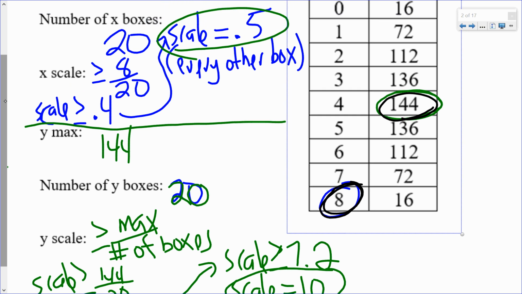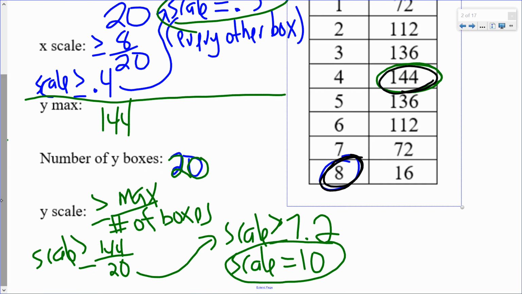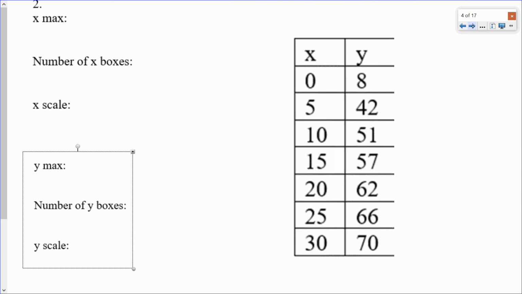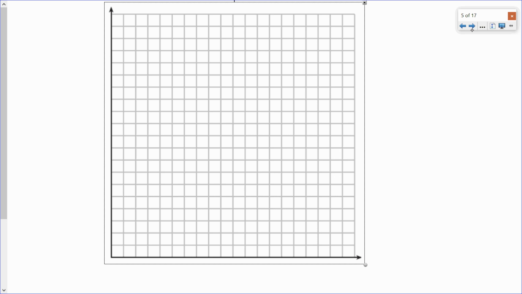So I chose 0.5 for my X's because 0.5 is a very nice number to work with since every other box would be worth 1. And for my Y's, 10 is a nice number to work with. I could have worked with 8. You could have chosen 8 instead of 10. That's fine. You could have chosen 7.5. You could have chosen 7.2. But if you choose 7.2, it's going to get really messy because it's hard to work with a number like 7.2 as opposed to 10. That's it. Let's skip number 2 for now. It's very much like number 1.